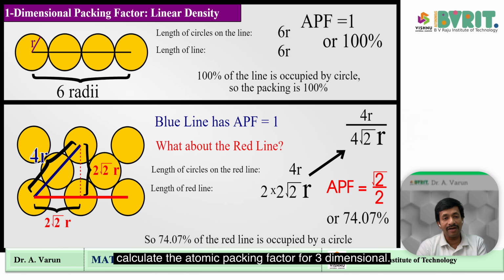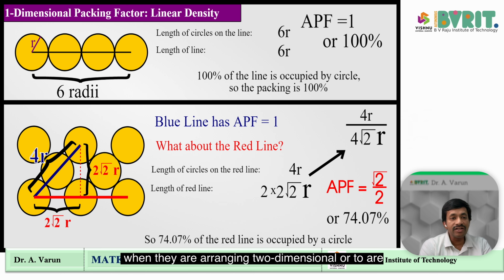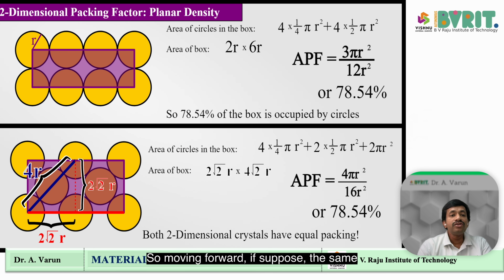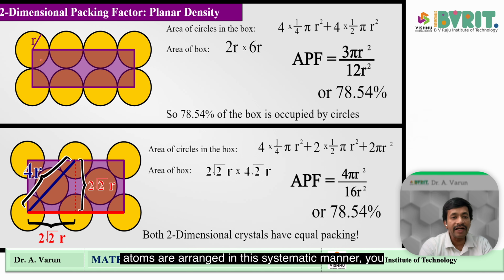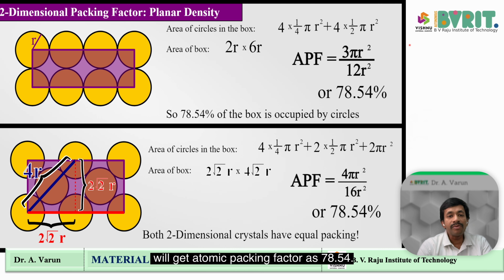Anyway, all this is mainly done to make you understand how we are trying to calculate the atomic packing factor for three dimensions. These things are to make you understand when atoms are arranged in two dimensions or in one dimension. Moving forward, if the atoms are arranged in this systematic manner, you will get an atomic packing factor of 78.54. And if it is in this type of arrangement, it is 78.54 again. The calculation goes on.